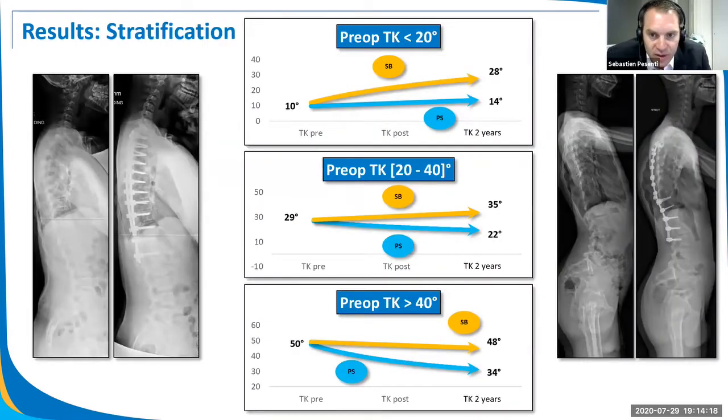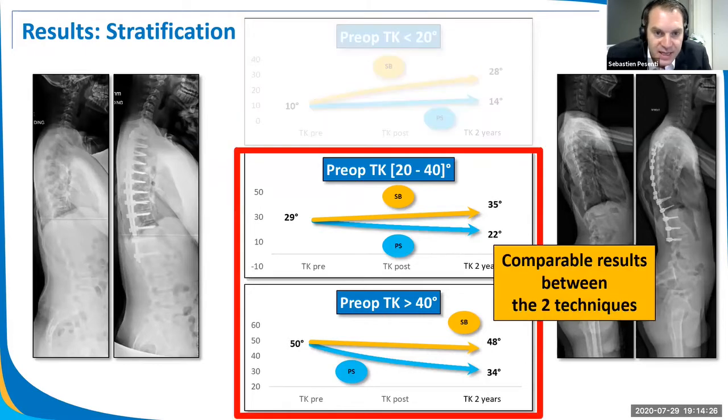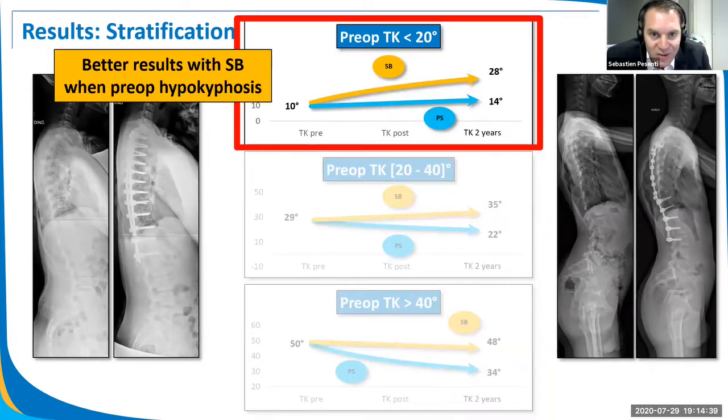Now let's go a little bit deeper into analysis, and let's have a look at the stratification analysis results. You can see that when the preoperative TK was normal, or when there was a hyperkyphosis preoperatively, the results were quite comparable. But when it comes to hypokyphotic patients preoperatively, you can see that the results were largely better, once again, with the sublaminar bands, with a thoracic kyphosis ranging from 10 degrees preoperatively to 28 degrees postoperatively with the bands, and 14 degrees with the pedicle screws.